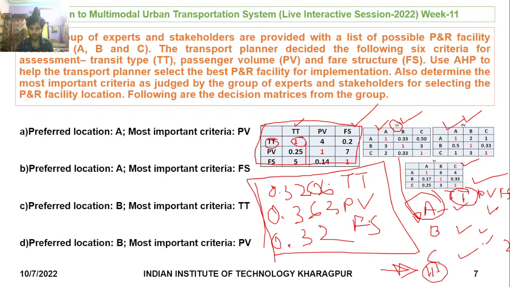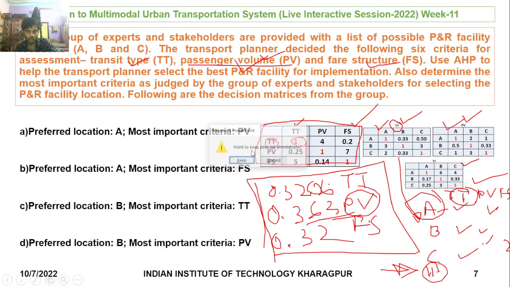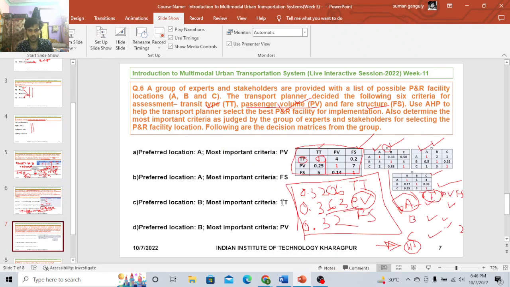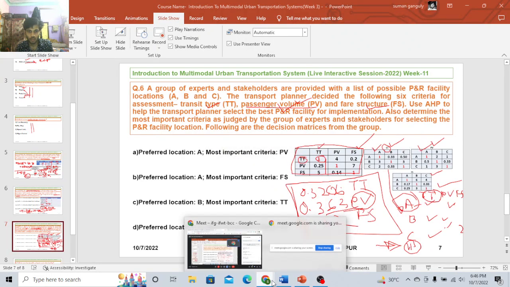So here also, from here you decide that this criteria, PV, passenger volume, is more important than your transit type and your fare structure. This is the most important criteria, right? If you see the value, this is 0.36 and these are 0.32, right? And from A, B, C also you will be getting an answer. So I know it looks complicated, but it is not complicated at all, right?